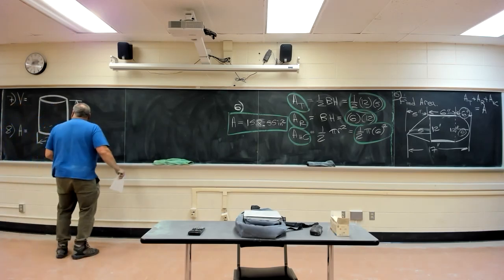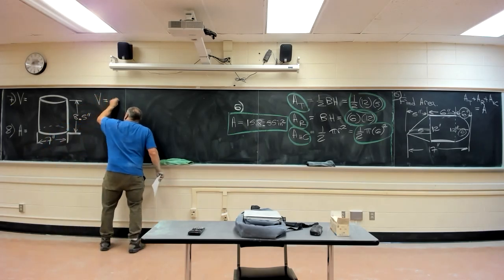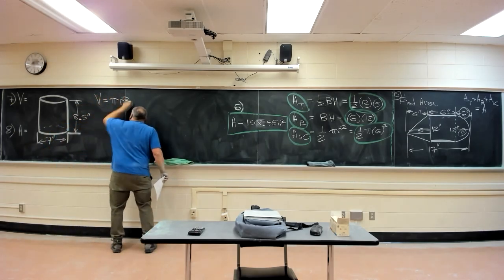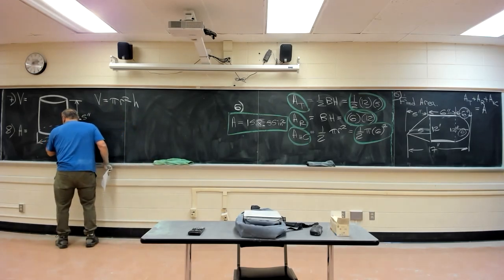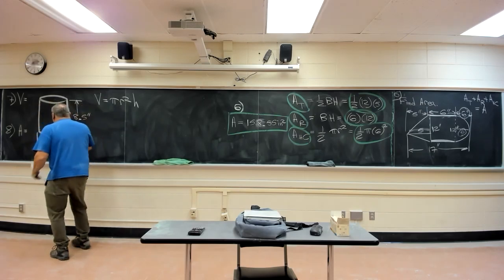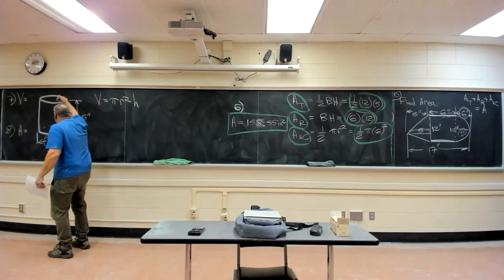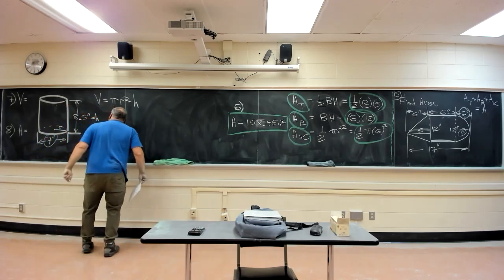The volume of this is given by pi r squared h. This is r, which is half of this. Pi r squared is the base area. Move the base area through a height, and you have the volume. The base area is pi r squared, move it through a height h. And that's what that amounts to.